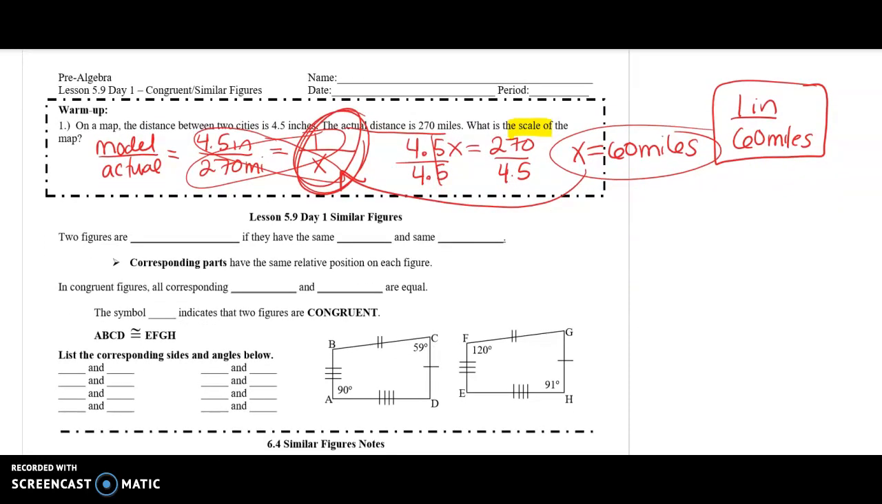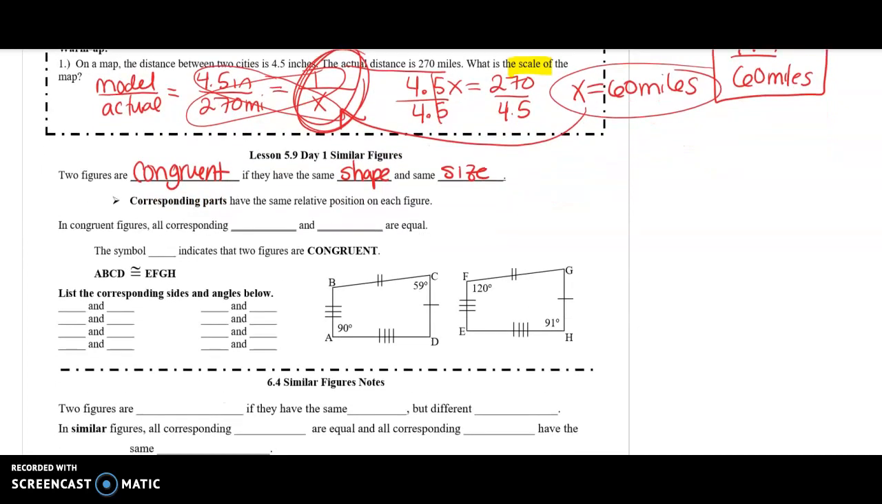So we're going to go on to the lesson today, which is similar figures. And we have some fun, exciting vocab that you all love. So it says two figures are, we're going to start with congruent, if they have the same shape and the same size.